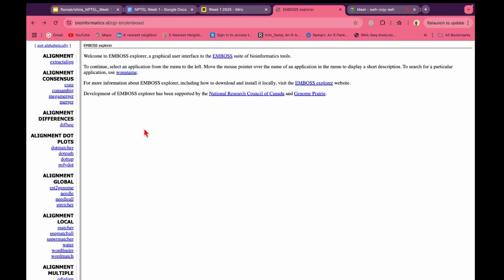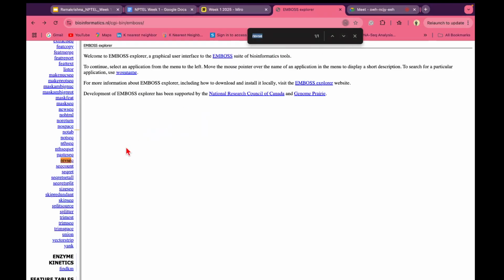Thank you. So first I wanted to start with the tool used for complementarity. As you mentioned, it is used for reverse complementarity. So we have RevSeq here. You can search for RevSeq, and I can click on RevSeq.